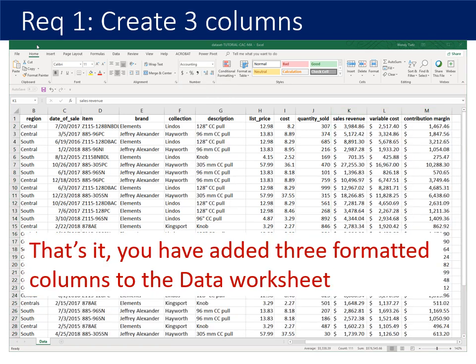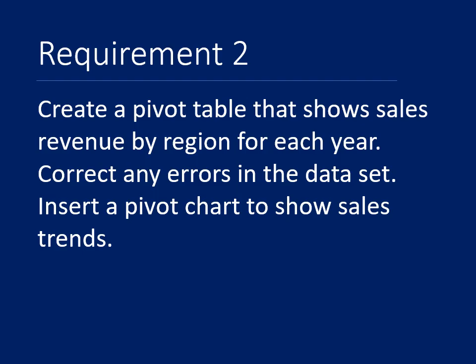That's it. You have added 3 formatted columns to the data worksheet. Requirement 2 states, create a pivot table that shows sales revenue by region for each year. Correct any errors in the data set. Insert a pivot chart to show sales trends.